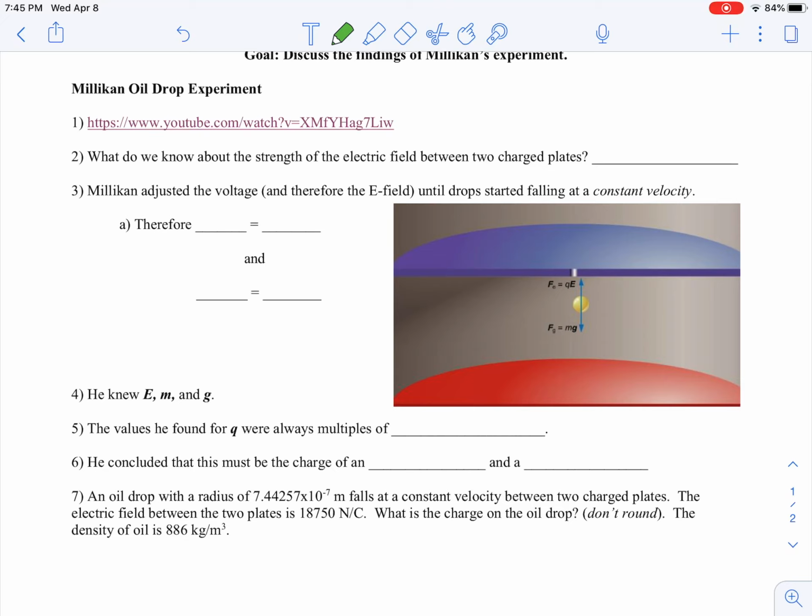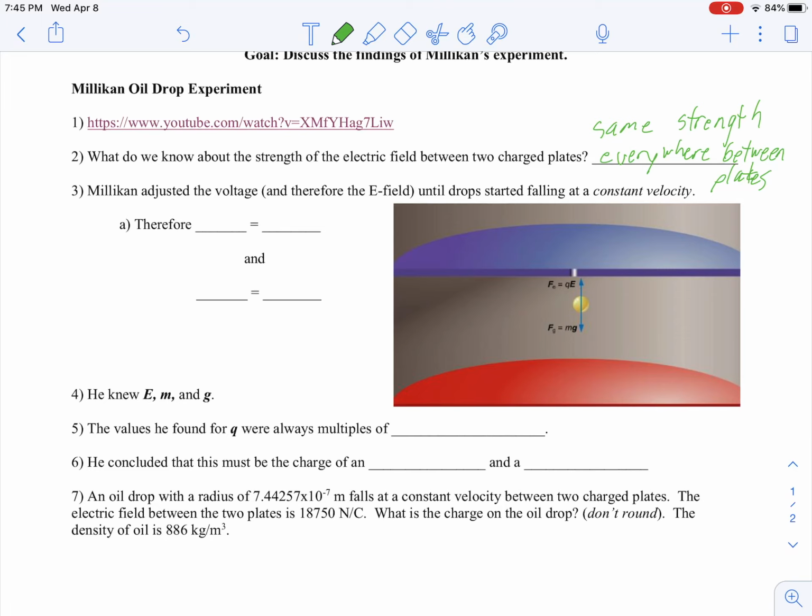So a few things we just have to remind ourselves about electric fields. What do we know about the strength of electric fields between two charged plates? It's the same strength everywhere, right? So between those two plates the field is the same strength at all points.